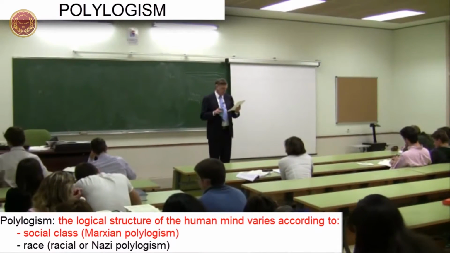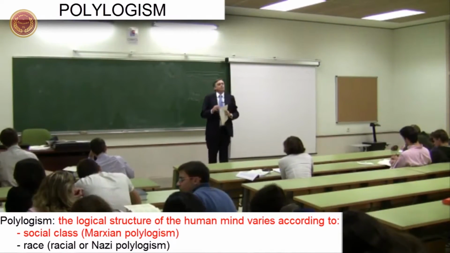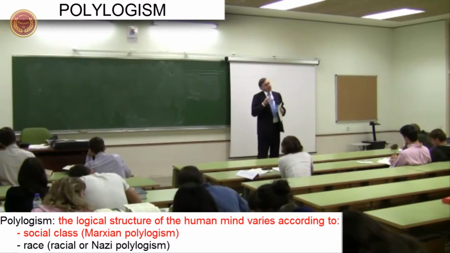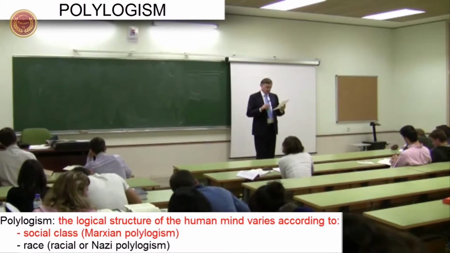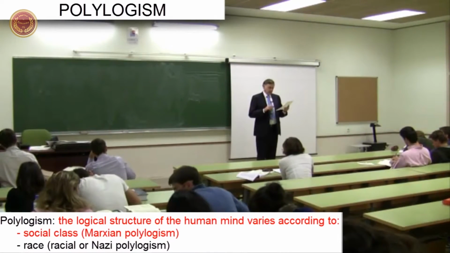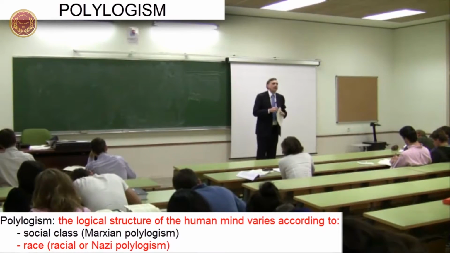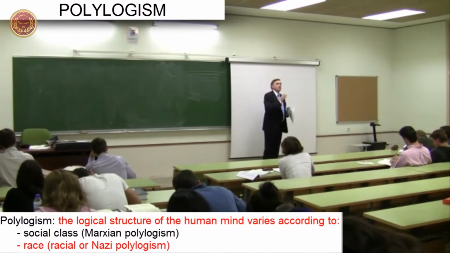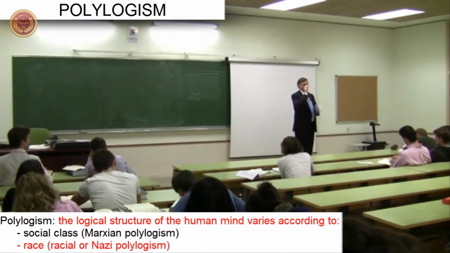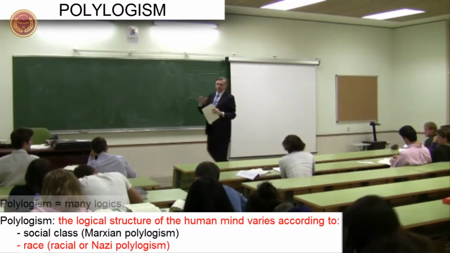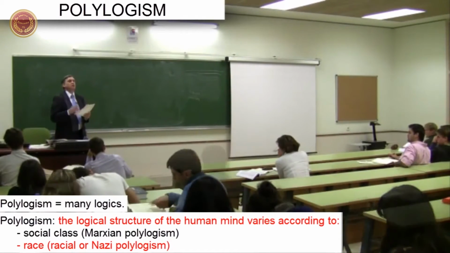In the view of adherents of Nazi polylogism, the logical structure of the human mind does not vary with one's social class, but with one's race. So, the minds of members of the Aryan race would have a certain logical structure, and it would be different from the logical structure of the minds of black people, or Asians, etc. Polylogism means many logics.